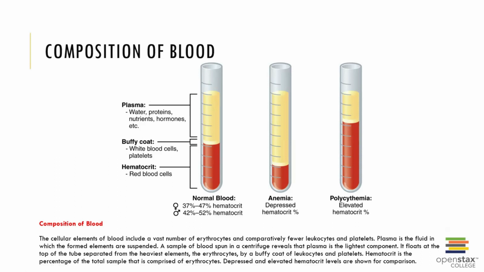Okay, so in total, normal blood should have between 37 and 47% hematocrit, or between 42 and 52% hematocrit. And these might be new symbols for us, but this top symbol here represents a female. This bottom symbol here represents a male. So those are the normal ranges for female and male respectively. Now, if a certain pathology is present, like if the person's anemic, for example, we have a depressed percentage of hematocrit. And then in the case of polycythemia, we have an elevated percentage of hematocrit.